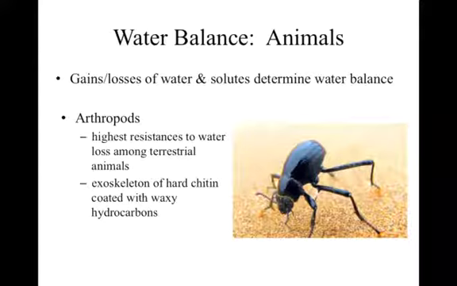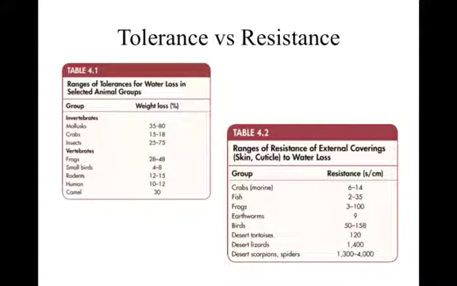Some of them even have specialized behaviors. This is a desert beetle that actually collects dew, and you can see a dewdrop coming down, and it collects the dew in the morning, and it actually drinks that. So some of them have specialized behaviors as well. And arthropods can live in some of the driest areas on Earth.